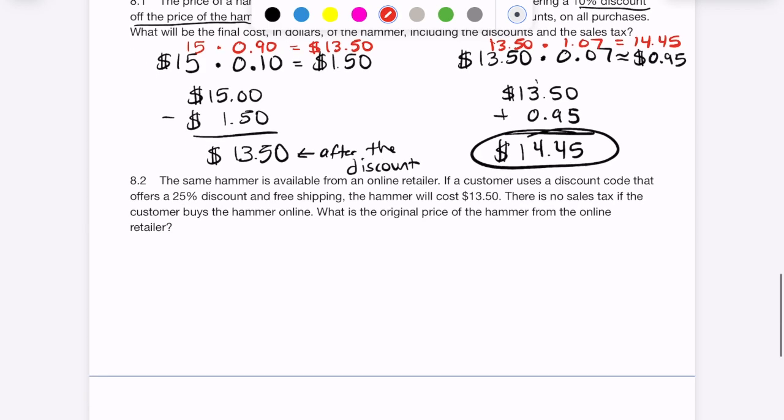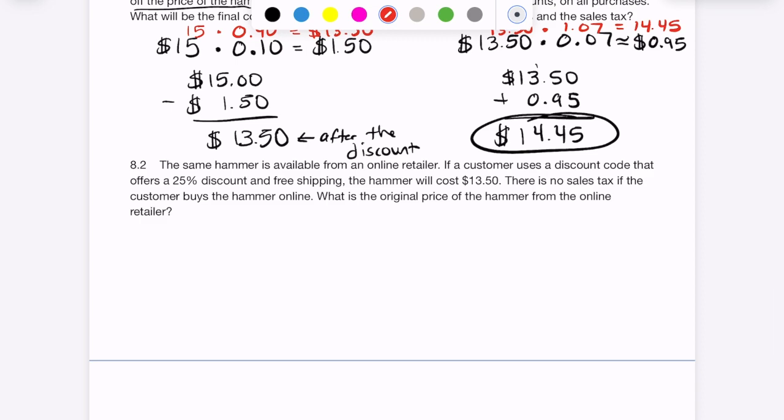Okay. And finally, the same hammer is available from an online retailer if a customer uses a discount code that offers a 25% discount and free shipping on the hammer. Their hammer will cost $13.50. If there's no sales tax, if the customer buys the hammer online, what's the original price of the hammer from the online retailer? So we're finding the original price, right?